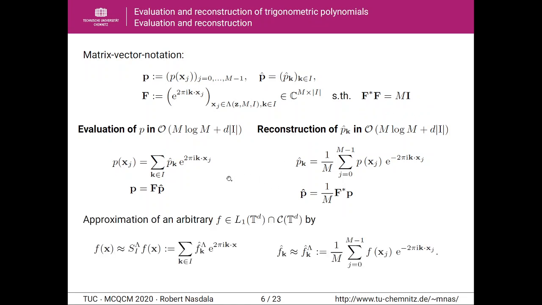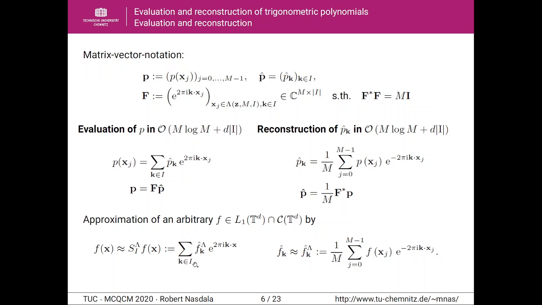And now for general classes of functions, f in L1, we have approximants S_I^Λ f, which denotes the usual Fourier approximant, but now with approximated Fourier coefficients f̂_k^Λ, which are approximated Fourier coefficients with respect to rank-1 lattice nodes.